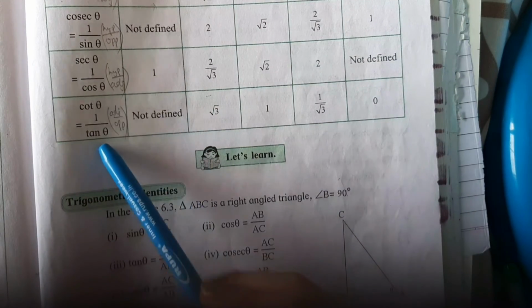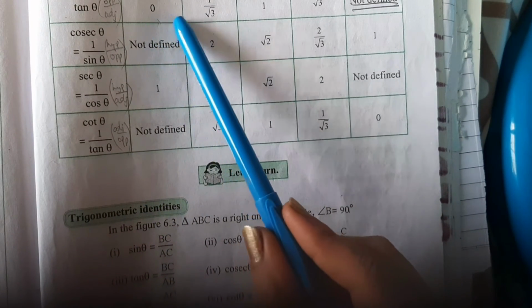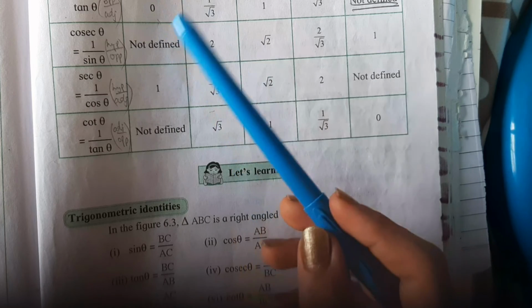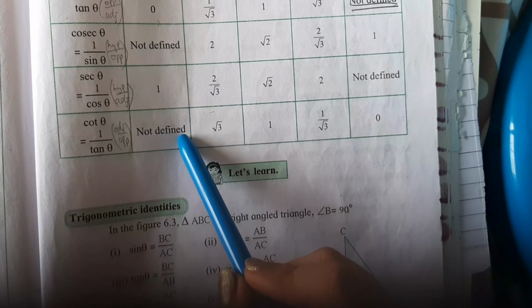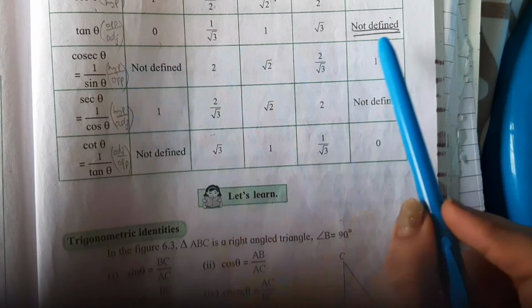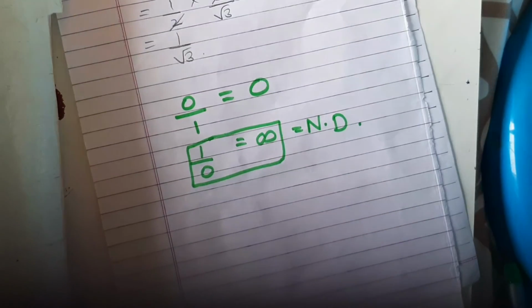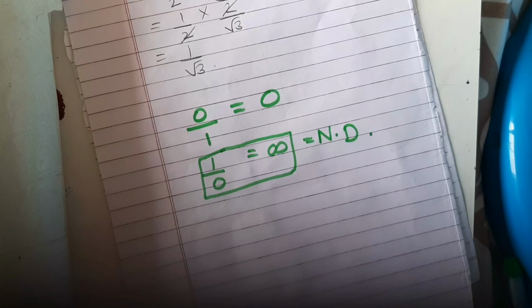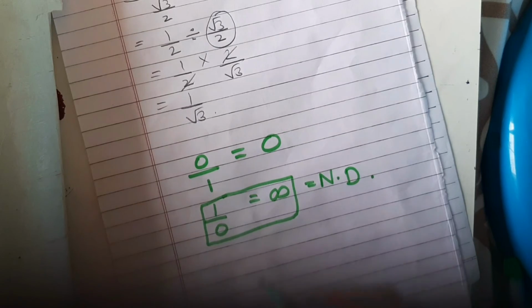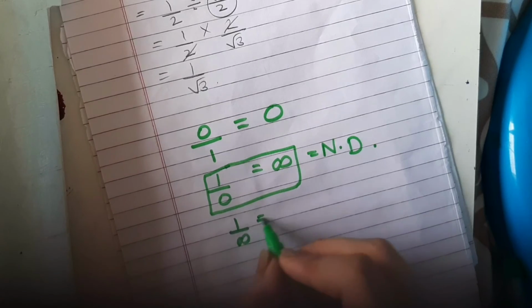Understood? Now what is cot? Cot is 1 upon tan. So here tan 0 is what? 0. So again 1 upon 0 will be infinity, which is not defined. Then why is this 0? Because tan 90 is not defined. We know that 1 upon 0 is infinity. Now when we cross multiply, we get 1 upon infinity is equal to 0. So here 1 upon not defined is 0.